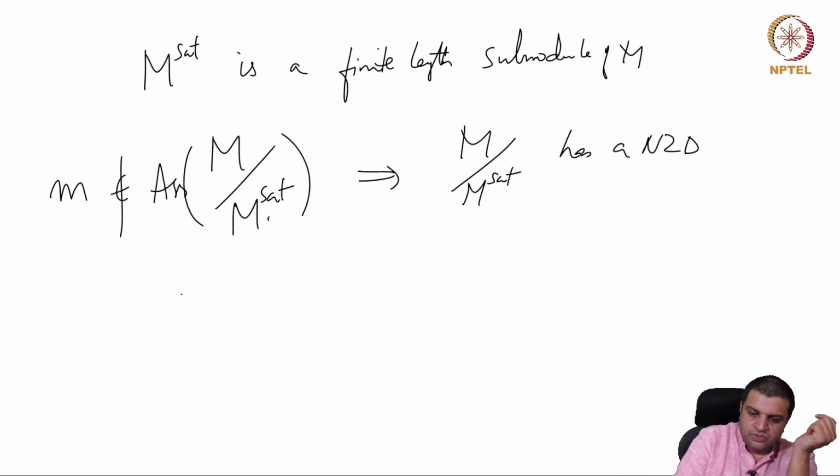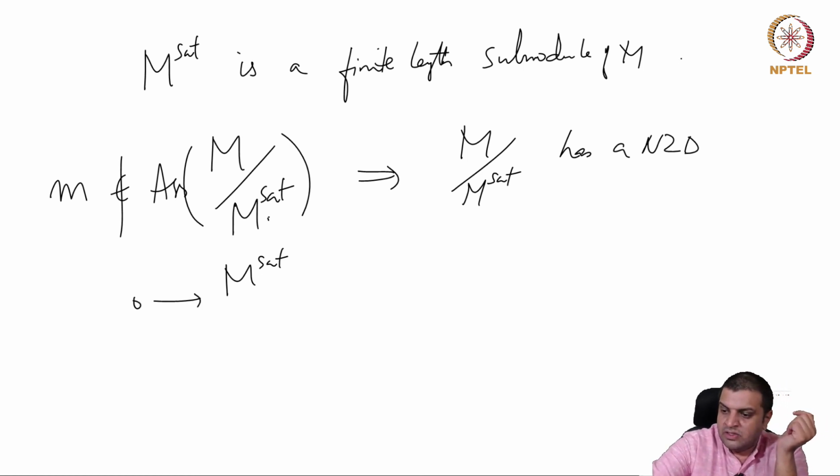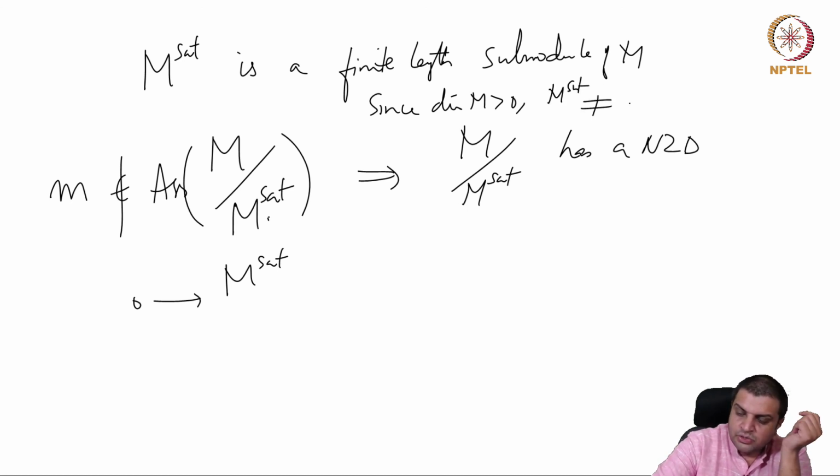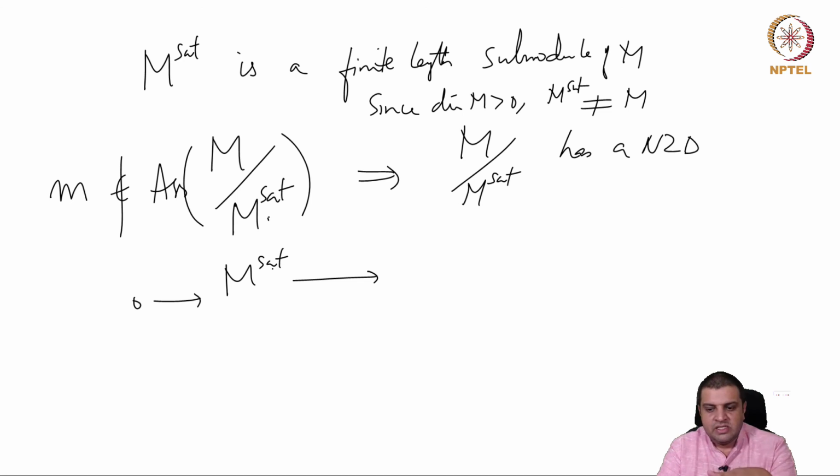So now we can use a thing. We take this one, M sat. This is a finite length module. And this is not equal to M, since the dimension of M is positive, M sat is not equal to M. Okay, so this is a finite length module. Its Hilbert series is just a Laurent polynomial. If you substitute t equals 1, we will definitely get something positive.